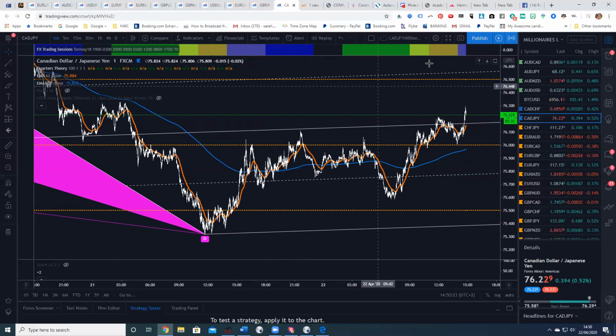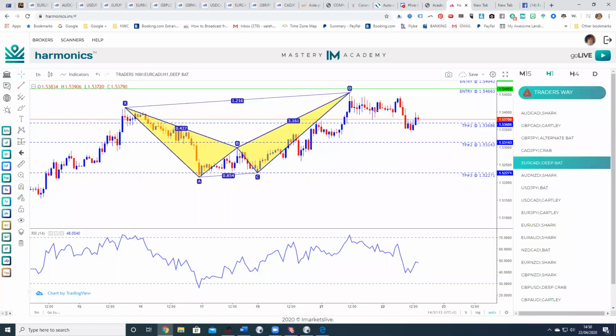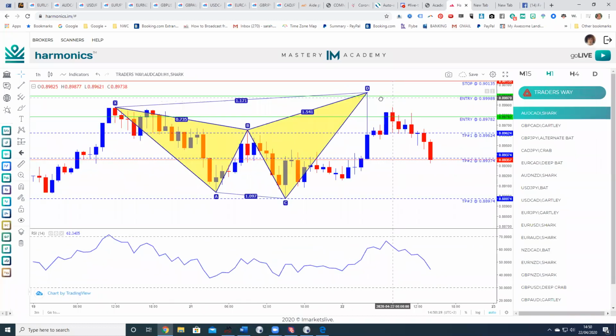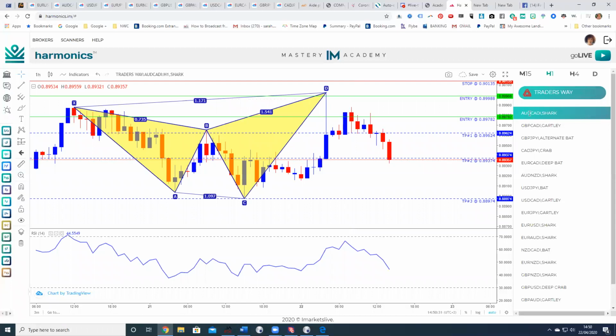Okay, so I'm going to look at the harmonic scanner just to check now if we've got anything new that we can draw. That's Australian dollar, Canadian dollar. It's a shark pattern, shark's bite. So we always wait for it to reach the second entry point or take profit one. It's already moved its way down.